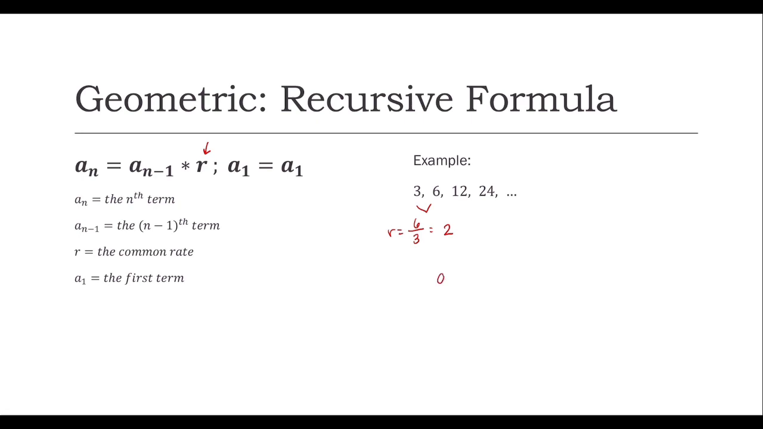So we know a sub n equals a sub n minus 1 times our rate, which is 2. And then we also need to put our first term. So our first term, a sub 1, equals 3. So this would be your recursive formula for this sequence.